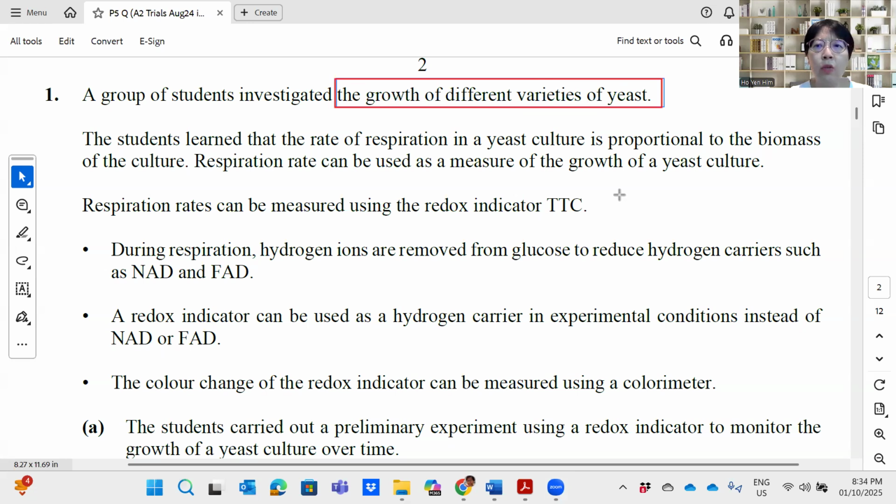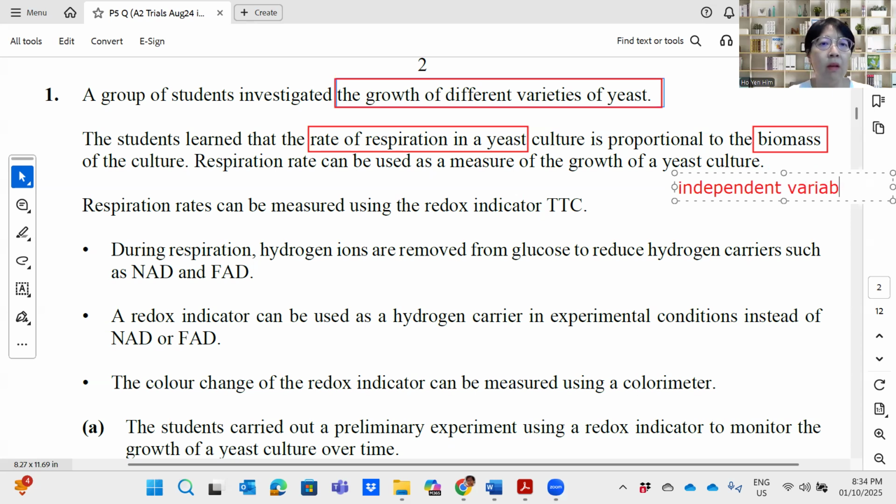So what they say is that the rate of respiration in a yeast is proportional to the biomass of the culture. That means biomass would be the independent variable because they are relating this rate of respiration to biomass. So respiration rate can be used as a measure of the growth of the yeast culture. They use respiration rate to represent the growth rate of the yeast culture.